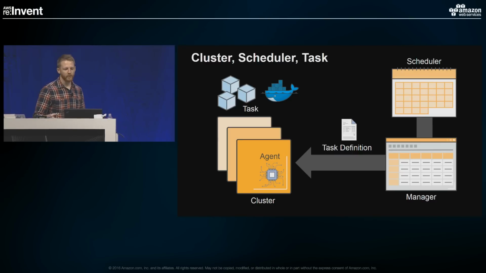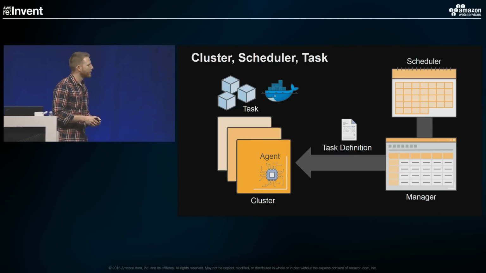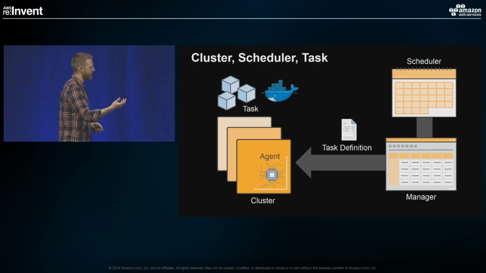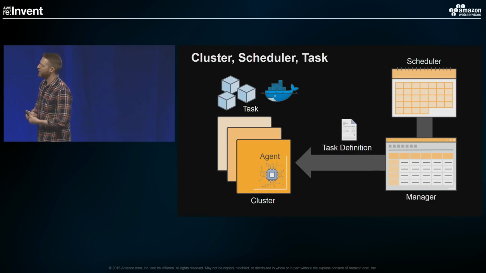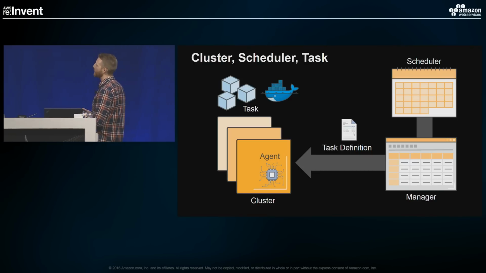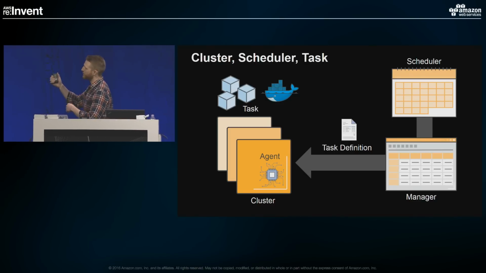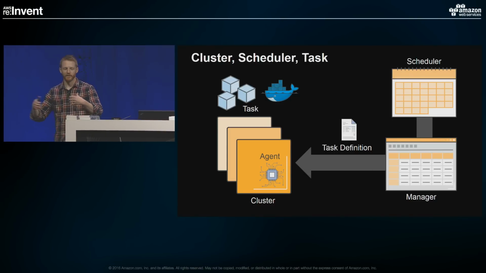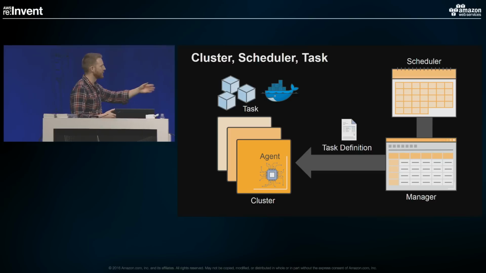The basic workflow of running tasks on ECS is: you take a task definition, you call the run task API, or you tell the service scheduler to create a service for you. The scheduler confers with the manager, asks, I have this job with these requirements, where should I run it? The manager then forwards the requirements to the cluster. The ECS agent parses the task definition, unpacks all the Docker commands, and then runs it locally on the instance.